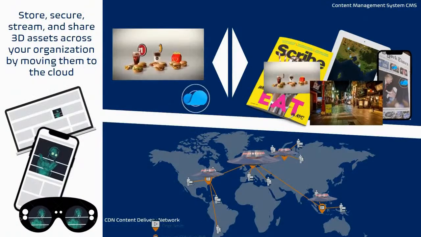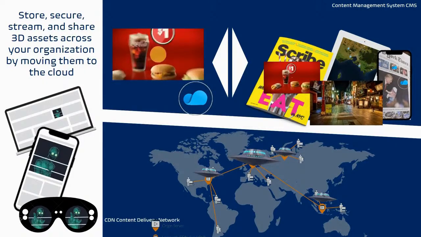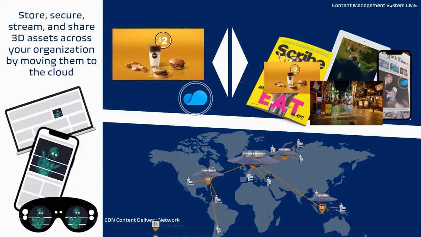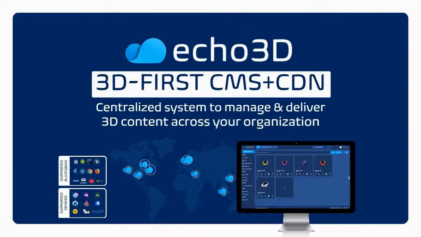Echo 3D is a 3D asset management platform for companies to store, secure, and share 3D content in real time across your organization. We help over 100,000 users take control over your 3D content by offering a 3D first content management system and delivery network, compression and conversion tools, collaboration functionality, access permission, versioning and reporting, and a library of more than 800,000 free 3D models.